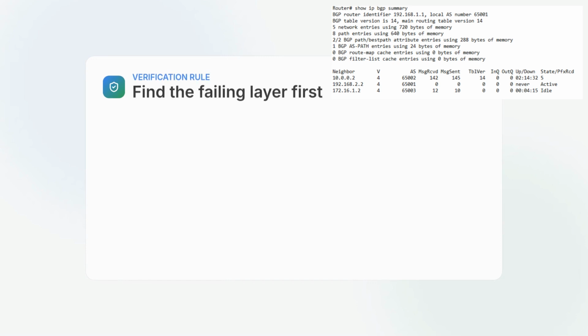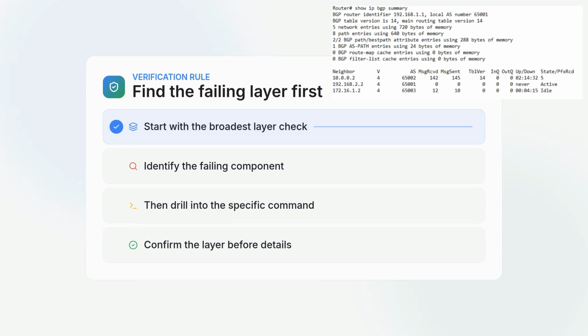Verification starts with a rule that sounds simple but saves hours. Do not begin with the most detailed command. Begin with the command that tells you which layer is failing. A summary command is usually first. It quickly shows neighbor state, how many prefixes are received, and whether the session is established or stuck in a transitional state.